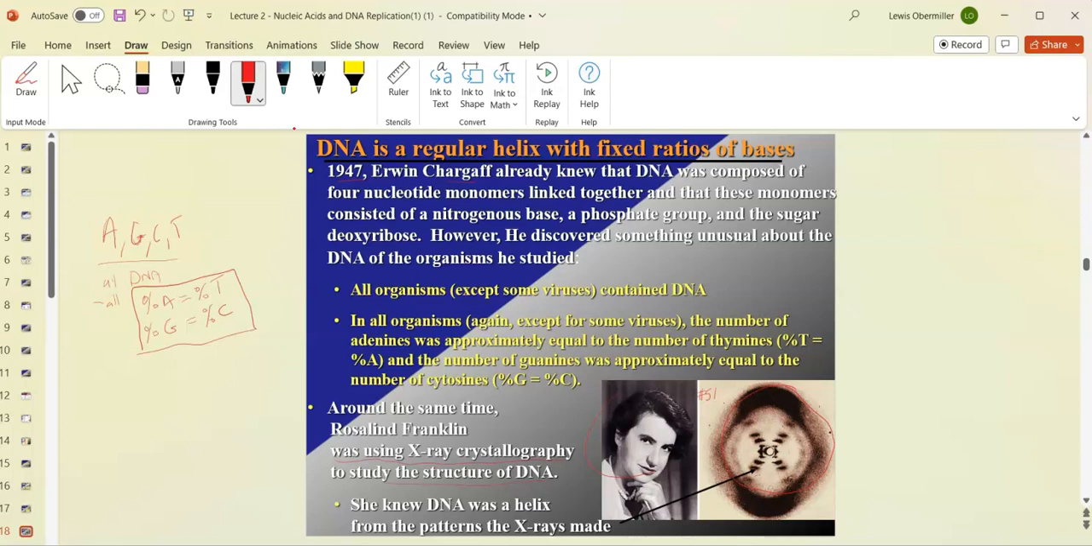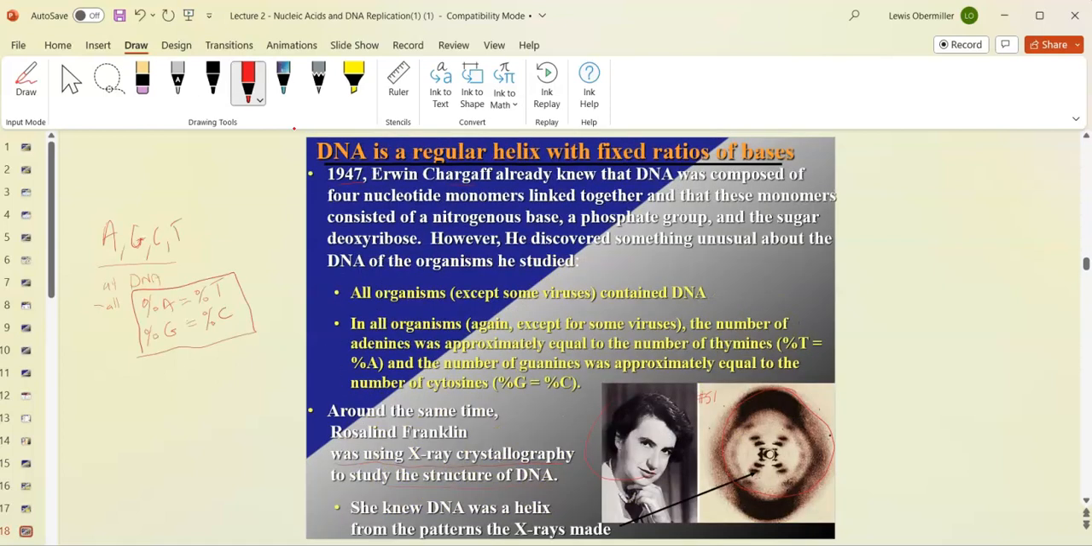By the way, Franklin was the only one able to crystallize DNA well enough to actually get a structure out of it. They would crystallize the DNA and then expose it to x-rays. And they wouldn't just do it for a second like you do at the dentist, where they push the button, it goes beep, and you're done. This would be days and days of exposure to get this image. So she had this image.